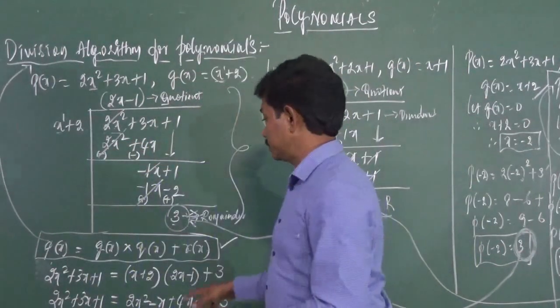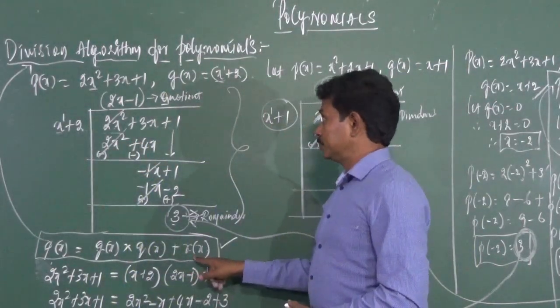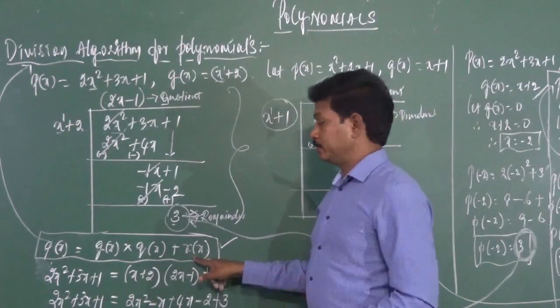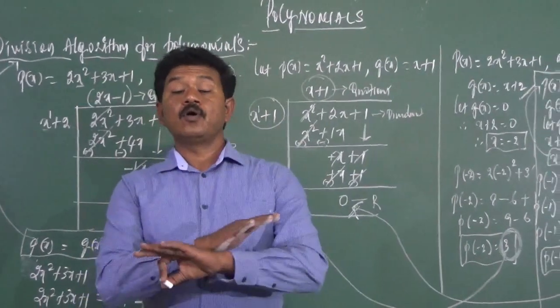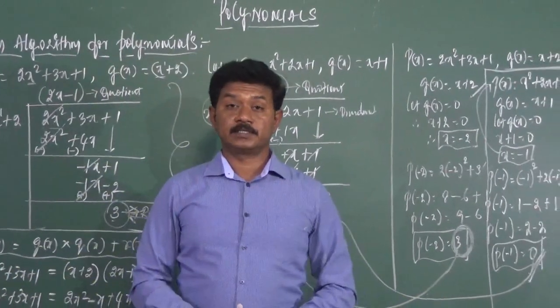So this is called Euclid's algorithm for polynomials, or the division algorithm for polynomials, which is applicable for all types of polynomials, right?